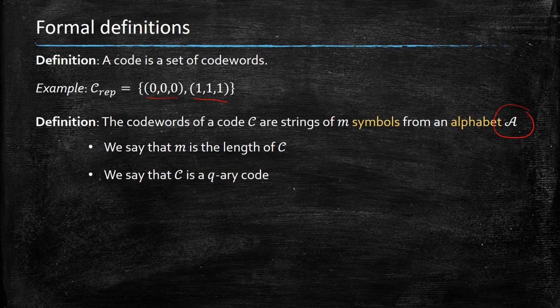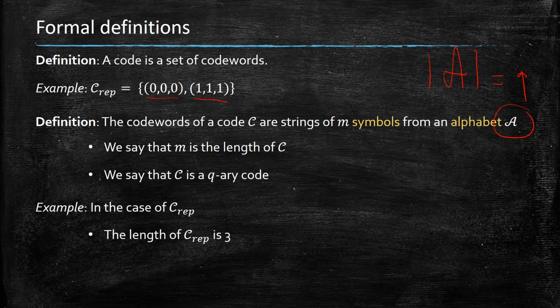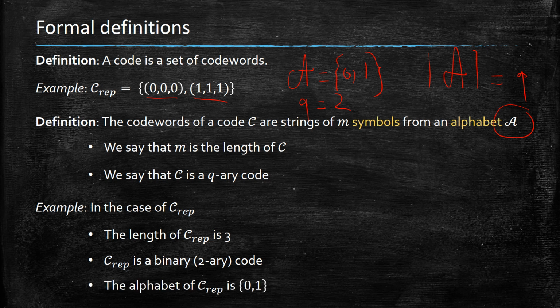So whenever you have code words of length M, then M is the length of the code. And if Q is the size of the alphabet, then we'll say that C is a Q-ary code. And in the case of C repetition, the length is 3, while Q equals 2, because the alphabet here is just the set 0, 1. So in that case, Q equals 2, of course. And we're talking about a 2-ary code, which really you should call a binary code. And that's it. So we see how our previous construction actually fits the formalism of coding theory.